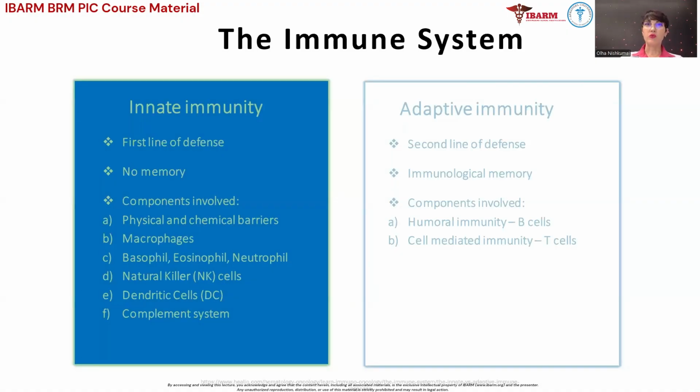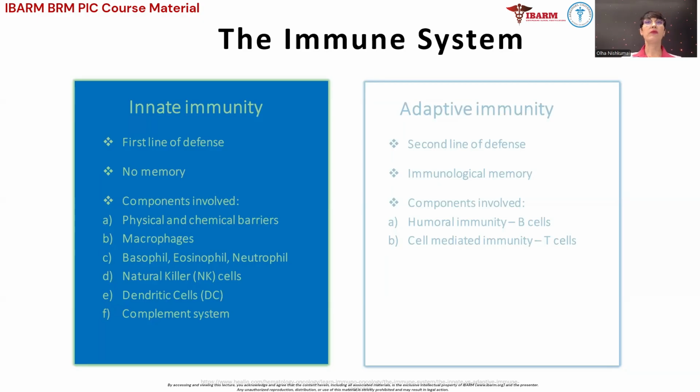We have two main types of immunity, innate and adaptive. The innate immune response is the body's first line of defense against pathogens. It is non-specific, meaning it does not target specific pathogens, but rather responds to a wide range of invaders in a generic way. Here are the key features of the innate immune response.